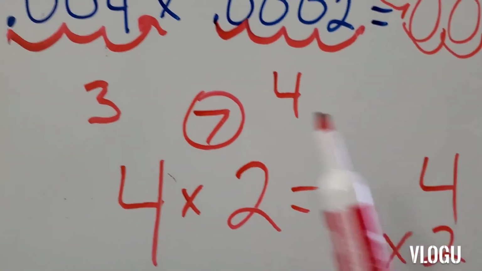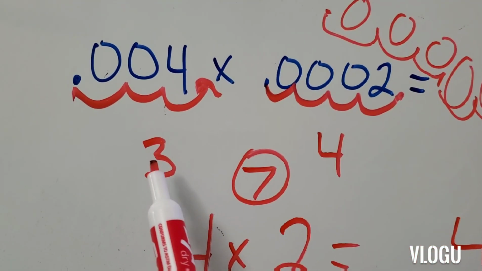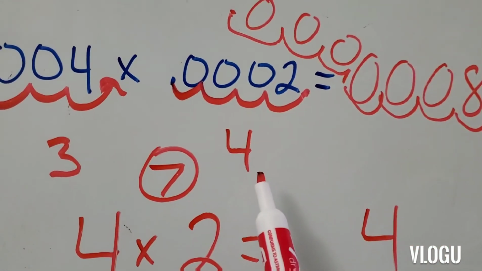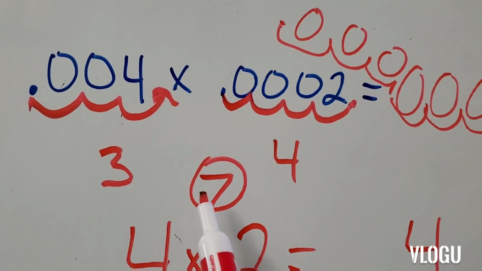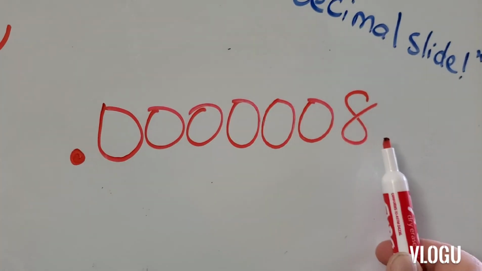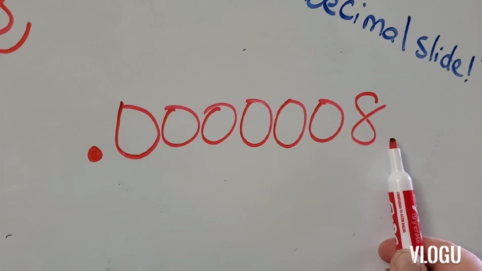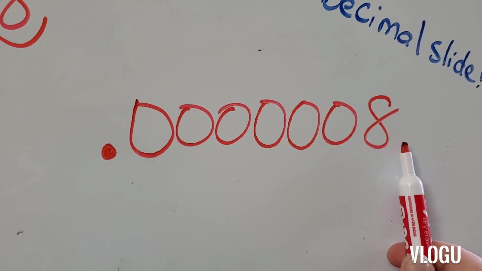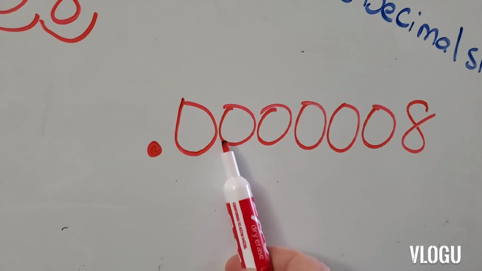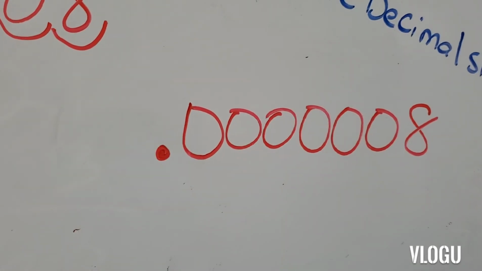Please remember, we slid the decimal out of the problem 3 spots here, 4 spots here, for a total of 7 spots. So our answer, we have to move our decimal back in 7 spots. 1, 2, 3, 4, 5, 6, and 7.